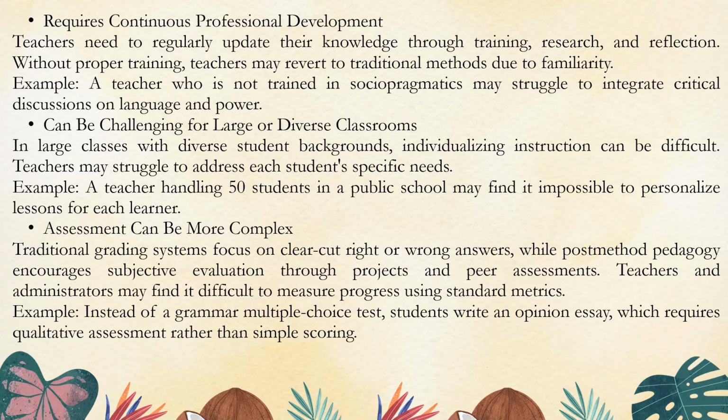For example, instead of a grammar multiple choice test, students write an opinion essay, which requires qualitative assessment rather than simple scoring. If teachers give a grammar multiple choice test, students can just choose the right or wrong answer. If the answer is wrong, then no point. If the answer is right, there's a point. It's simple scoring. And to write the opinion essay requires qualitative assessment, not as simple as the multiple choice test before, right?